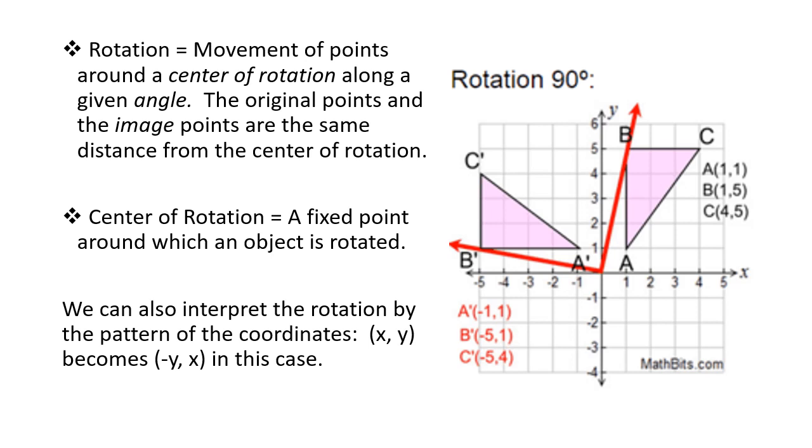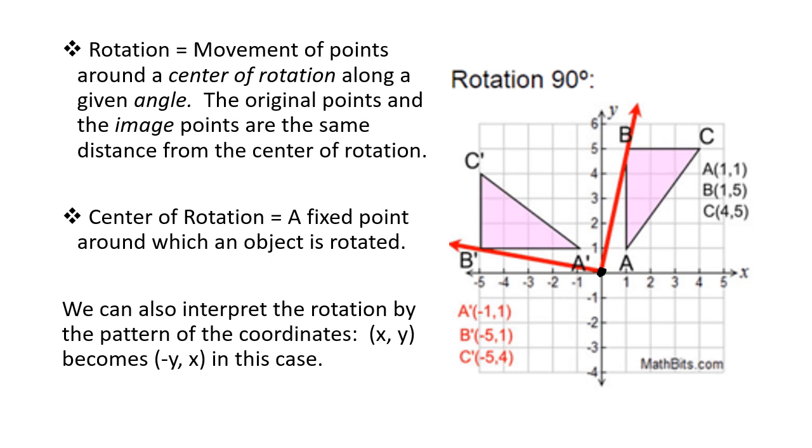The third rigid motion we're going to look at is the rotation. And to do a rotation, we need to have two things. We need to have a center of rotation. So I have to have a point that I'm rotating around, and this needs to be some sort of fixed point. In this case, it's 0, 0. And then we need to know the angle.